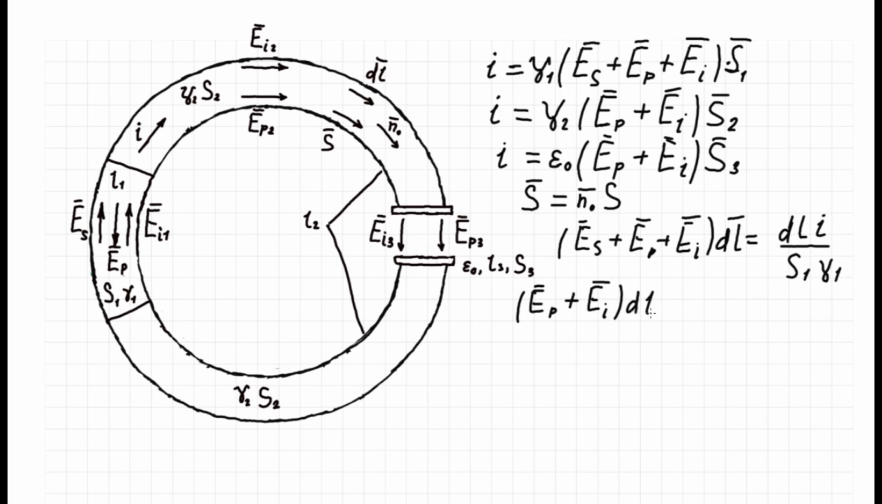So dl vector equals dl e divided by s1, second, and here second 2 for the second part, and for the third part, the capacitor part of our circuit, we will write the next equation, the third equation.